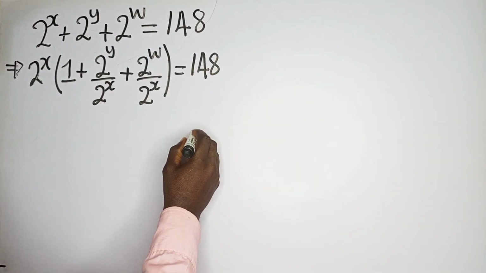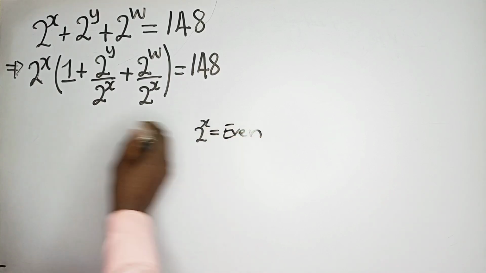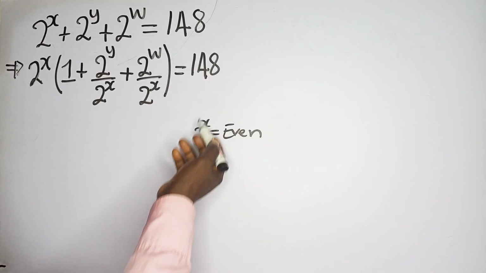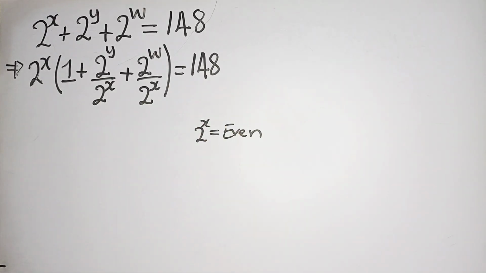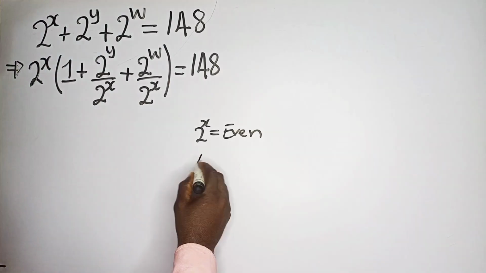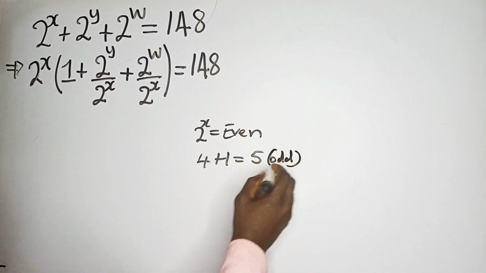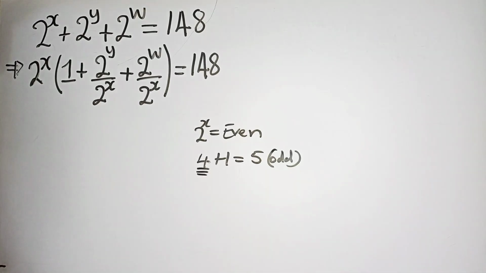Now, 2 raised to any power is always even. If we take 2 and raise it to any power, it will always be even. Of course, x, y, w are natural numbers. We're working here on natural numbers, please. So 2 raised to any natural number will always be even. So this is even. But remember, if you take an even number, for example, 4, and you add 1 to it, we obtain an odd number. So any even number plus 1 will give us an odd number.